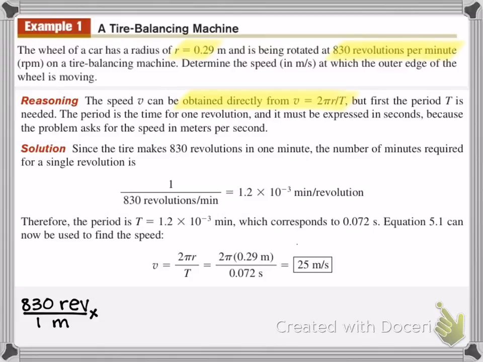However, we can also solve this problem through dimensional analysis. So we start off with our 830 revs per minute. Then we convert our revs into 2 pi r because that is equal to 1 revolution. And then there are 60 seconds in a minute, and we arrive at the answer of 25 meters per second. So whichever way you decide, you should be able to arrive at the exact and correct answer.